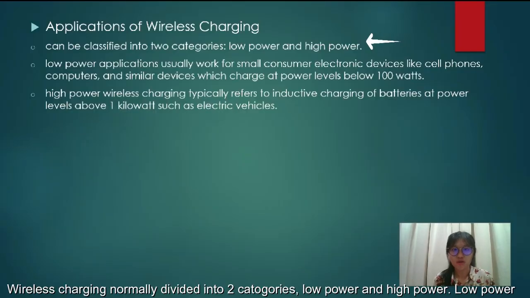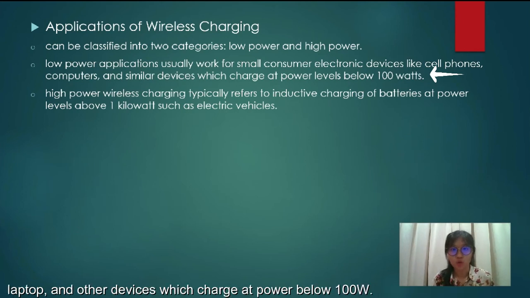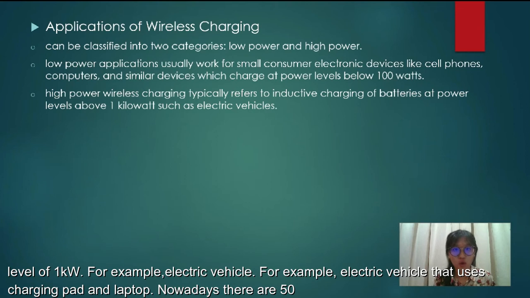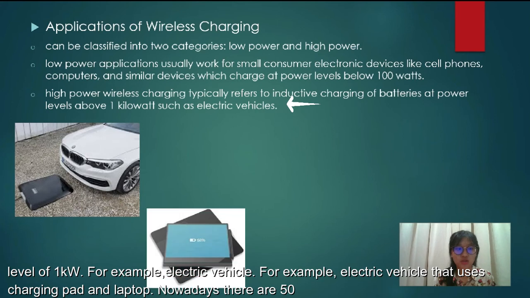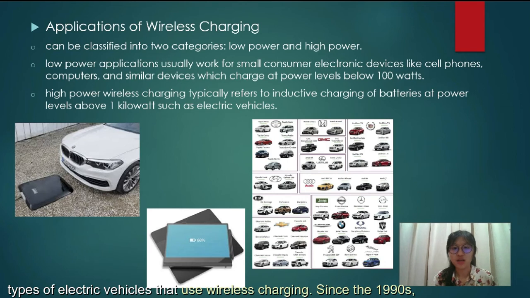Wireless charging is normally divided into two categories, low power and high power. Low power applications usually work for small consumer electronic devices such as smartphones, laptops, and other devices that charge up to a power level below 100 watts. High power applications normally work for devices that charge at a power level above 1 kilowatt, for example electric vehicles. For example, electric vehicles use a charging pad, laptops also use a wireless charging pad, and nowadays there are types of electric vehicles that use wireless charging.